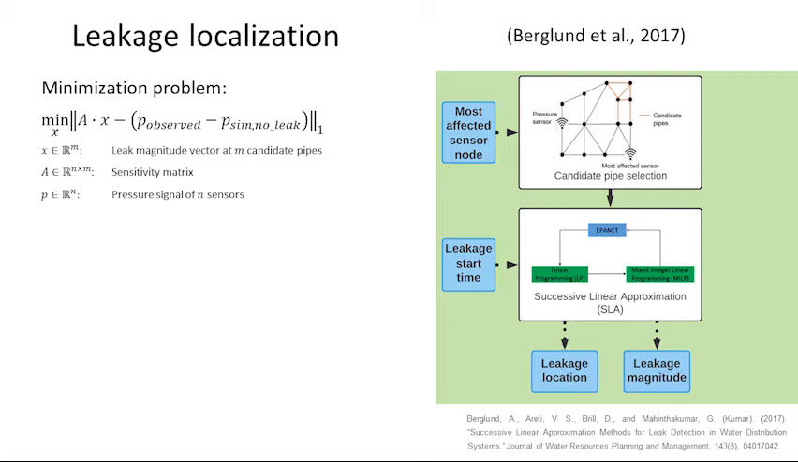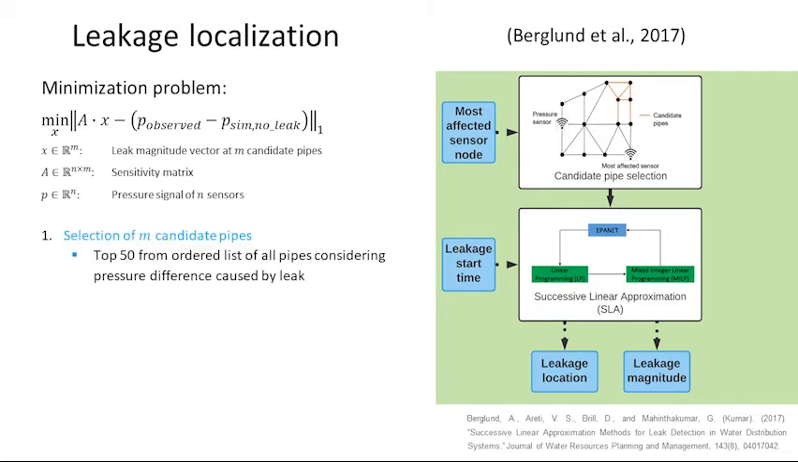The pressure difference caused by the leak is calculated with the observed pressure from the n number of sensors in the network and the simulated pressures for the same locations under no leak conditions. Initially, leaks are inserted into the system at a number of m candidate pipes, and subsequently the leakage magnitudes are optimized using successive linear approximation to minimize the L1 error.